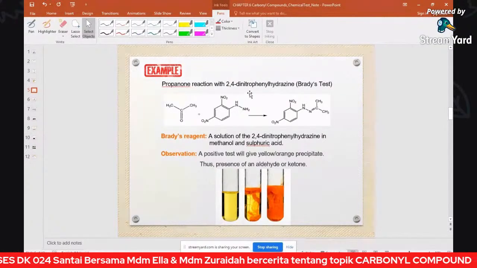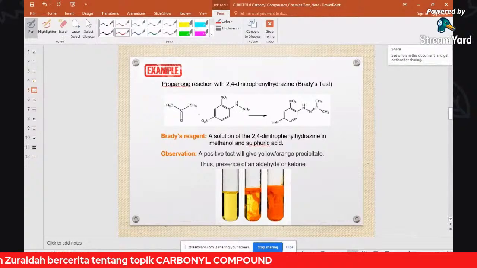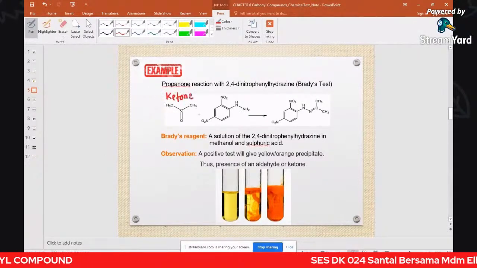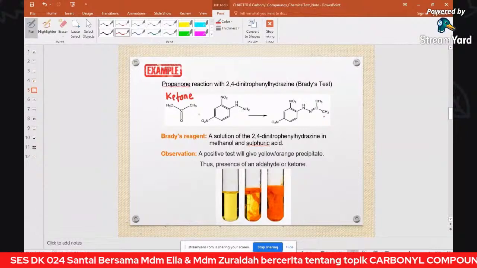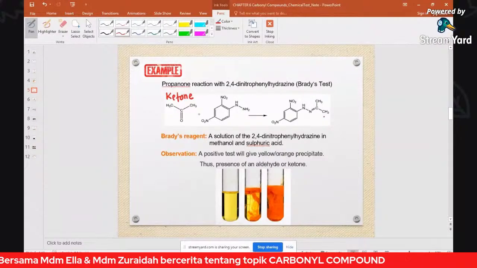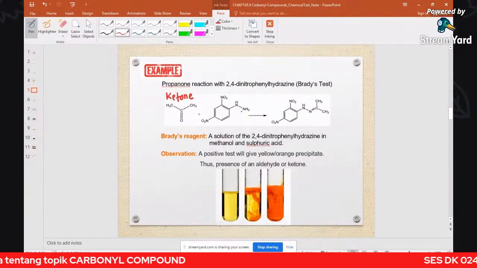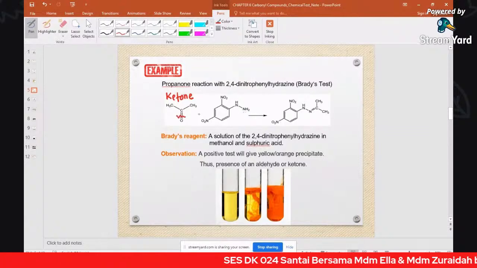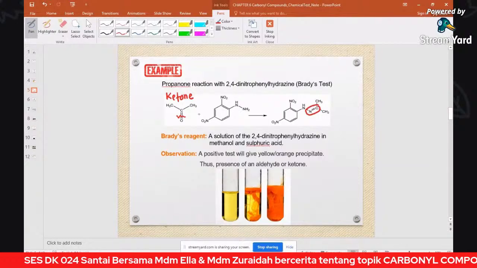So propanone is our ketone. So kita tahu ini adalah ketone ya, one type of ketone. Ketone react with 2,4-dinitrophenylhydrazine, we produce hydrazone compound. Kita akan dapat new bonding between carbon and nitrogen. So the carbonyl we break the bonding, we attach at nitrogen atom of Brady reagent. We produce carbon nitrogen double bond. This is a hydrazone compound.